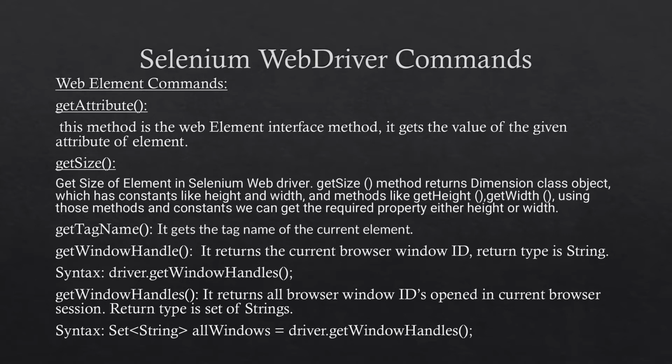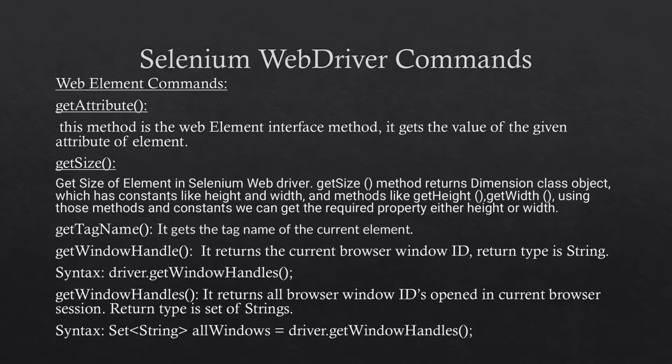Suppose I want to retrieve any window ID. We can use the getWindowHandle method. With the help of this method, we can easily return the current browser window ID in the form of a string. The return type of the getWindowHandle method is String. So the syntax is driver.getWindowHandle(). It will return the current browser window ID, and its return type is string.